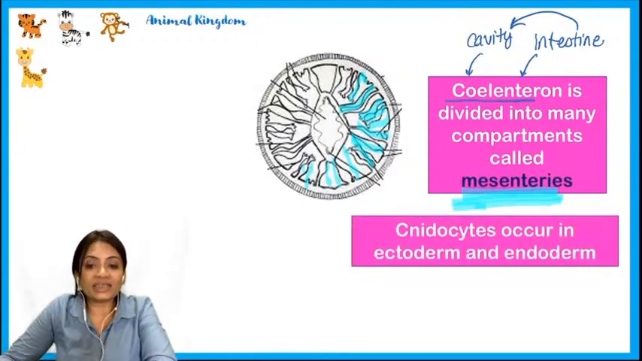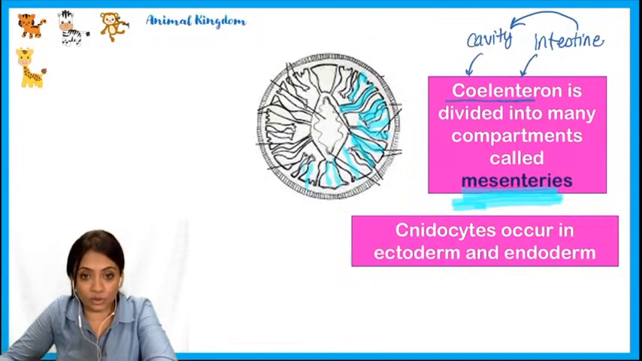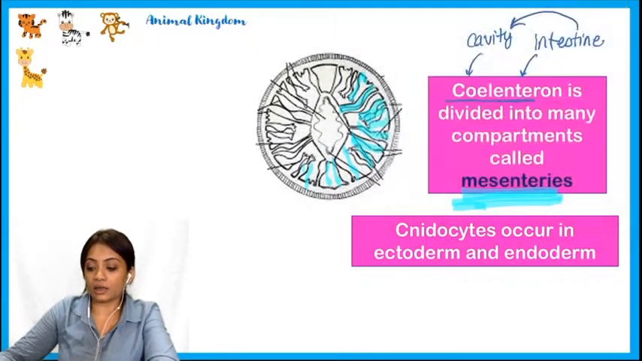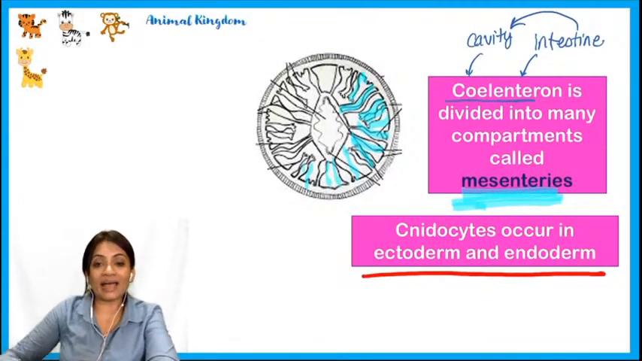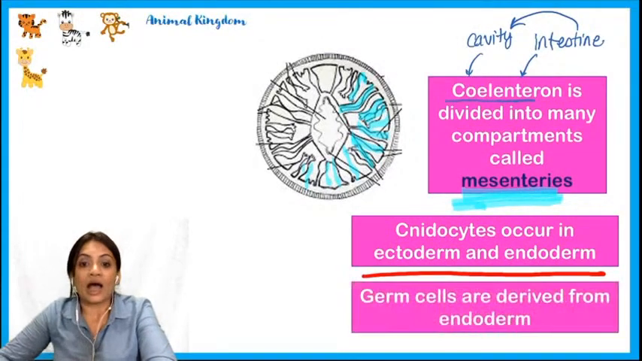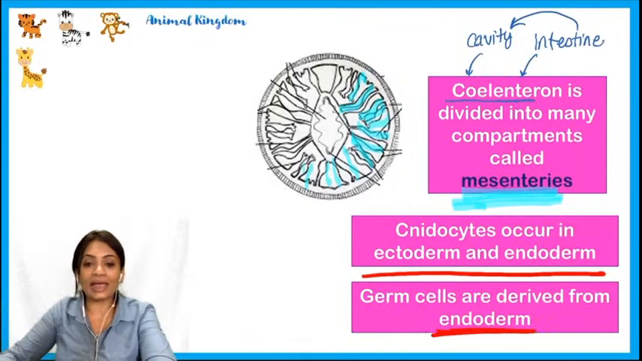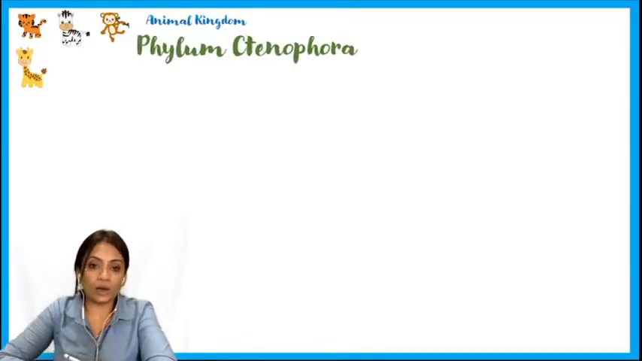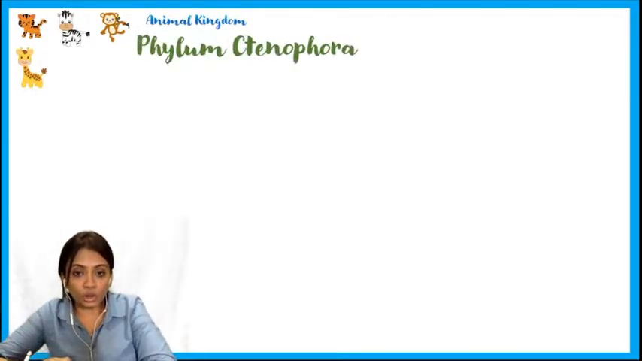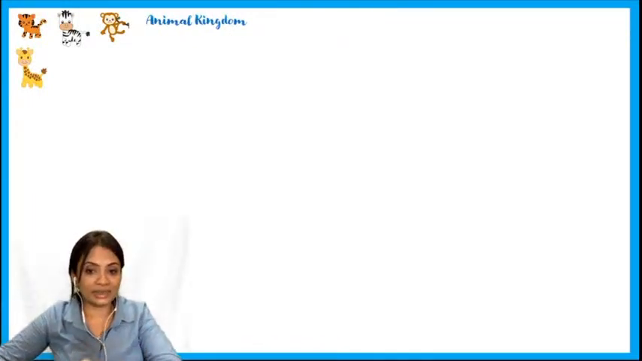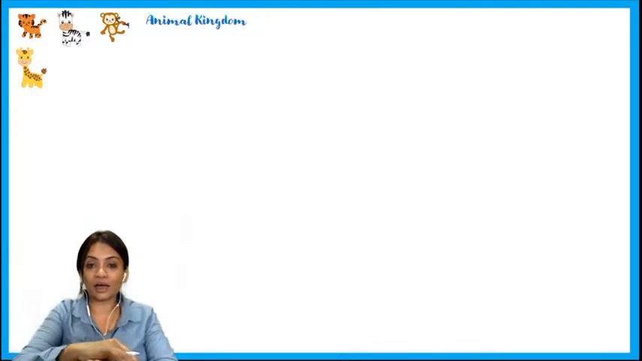These cnidocytes we see, they occur in ectoderm and in endoderm over here. Not only one germ layer, but the cnidocytes are occurring in both ectoderm and the endoderm. Alright. Also, we see that the germ cells here, just like the second class, are also derived from the endoderm. Now, we have completed all the different structures, all the different parts about phylum Cnidaria. I hope this was clear and understood by you.